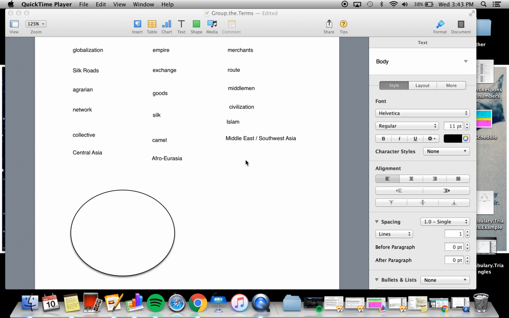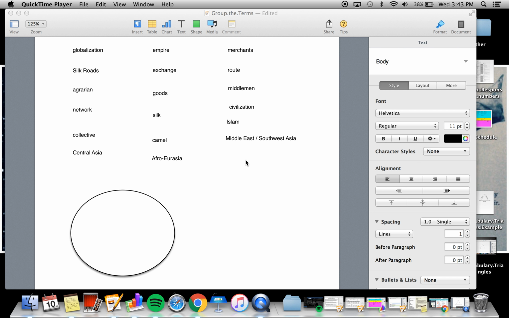Hi all, I'm going to go ahead and explain to you the entree activity called Group the Terms. We haven't done this strategy in class, but it's a really great way to think deeply about vocabulary. I'm going to do mine on the computer, but if you'd like to do yours by hand, I would. Honestly, it's easier by hand, so I would say do it by hand, not on the computer.